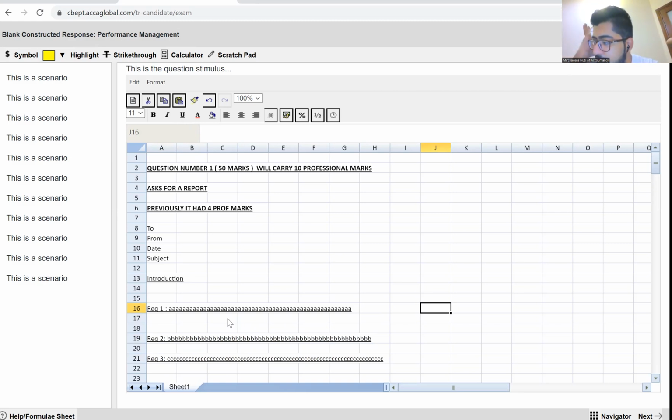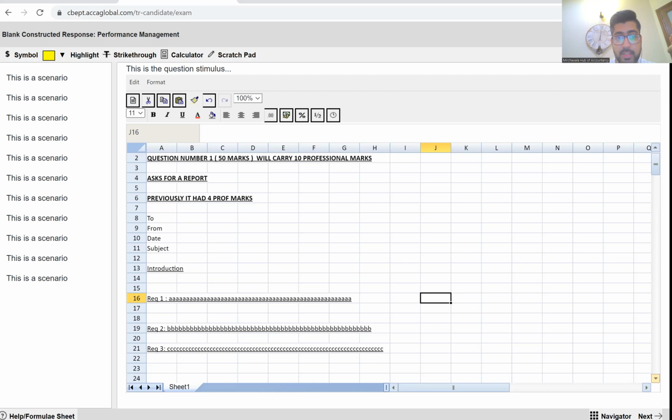Okay, this is the way of earning 4 professional marks. This was previously the way of earning 4 professional marks. I want you all to be very, very attentive in this, because I'm just starting the core thing of this lecture. Now we have 20 professional marks. Question number 1, 50 marks, will carry 10 professional marks. Previously, this question used to carry 4 professional marks.